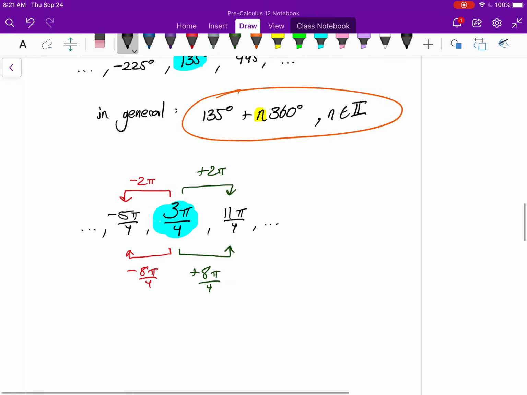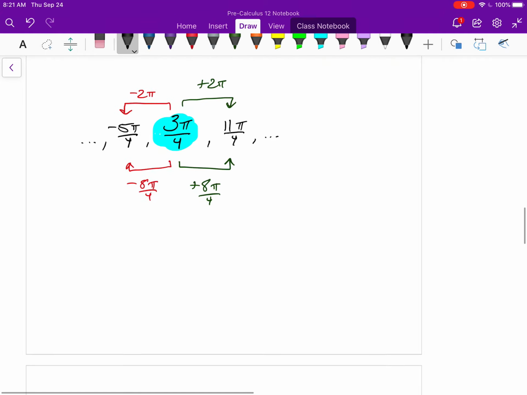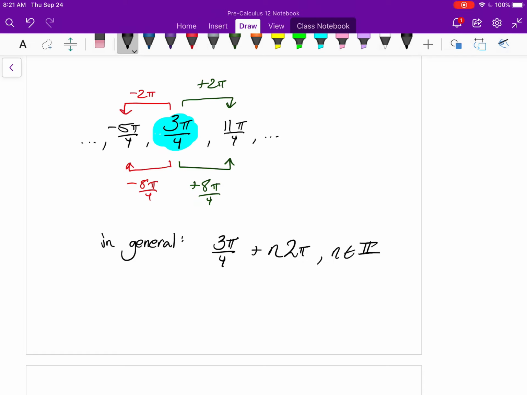Okay, and so I could keep doing that, but my list will never end. So let me generalize this. So in general, all my angles coterminal to 3 pi over 4, I can say is just pick one. I'll pick 3 pi over 4 plus any multiple of not 360 degrees, any multiple of 2 pi, where again, n can't be any real number, it can be any integer. Keep in mind, if n is negative 5, and I replace that n with negative 5, that means I'm subtracting 2 pi 5 times, right? Adding a negative, same as subtracting. And so if I let n be any integer, this takes into account options when I subtract as well.